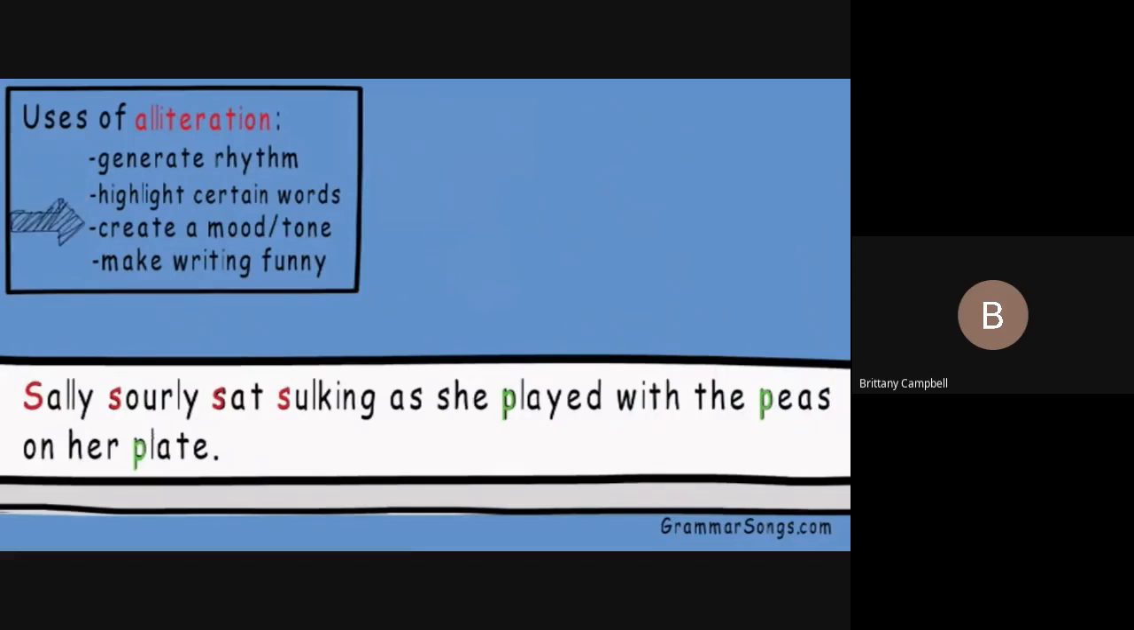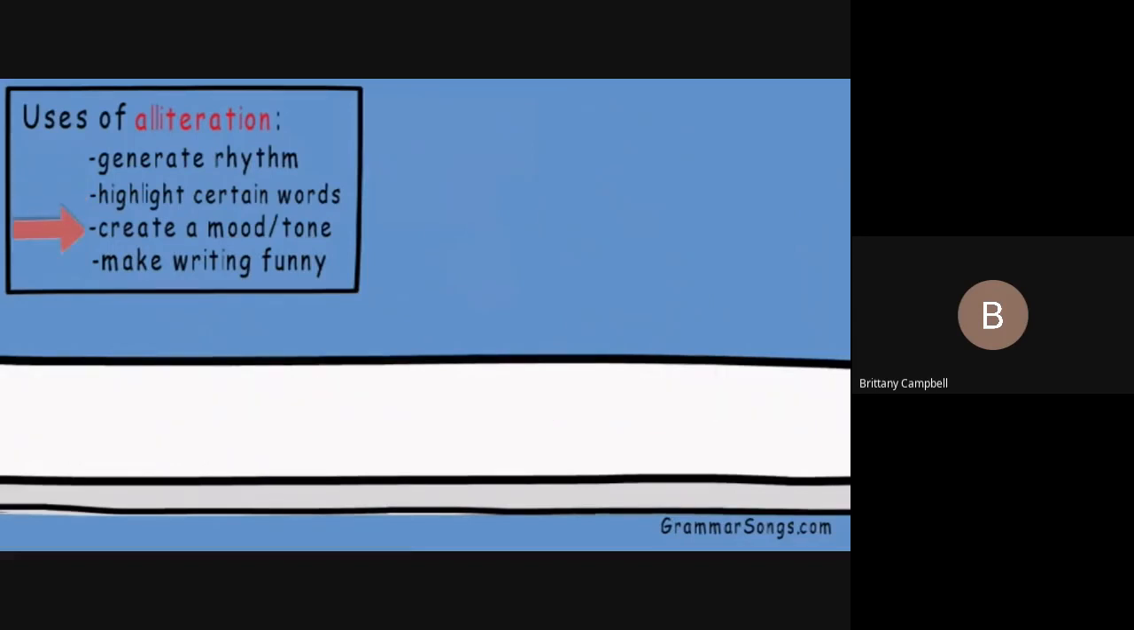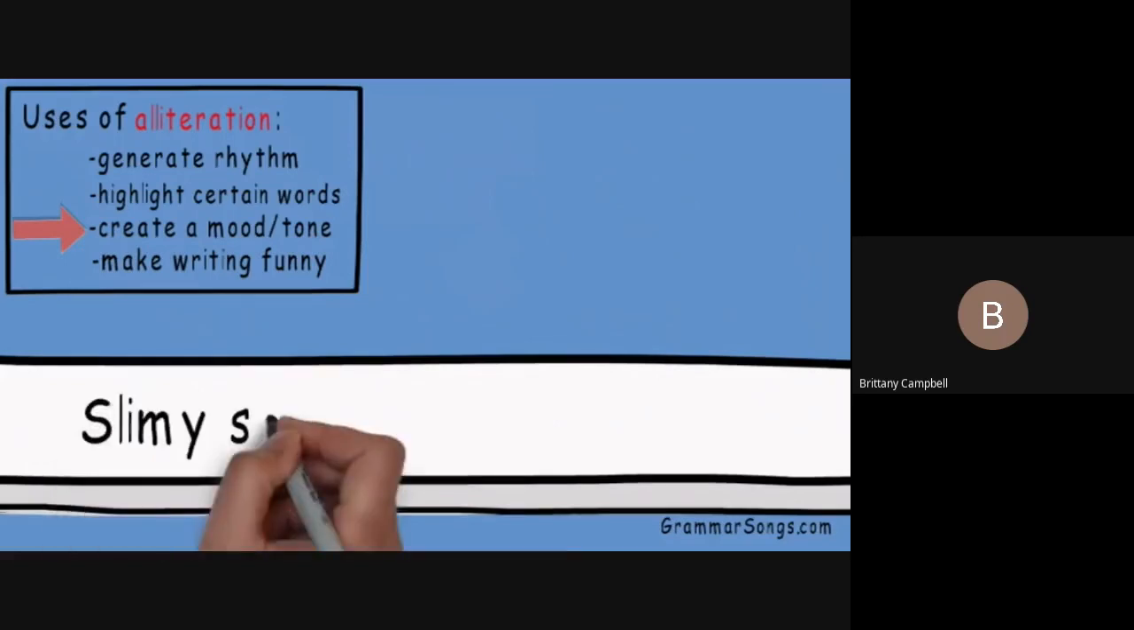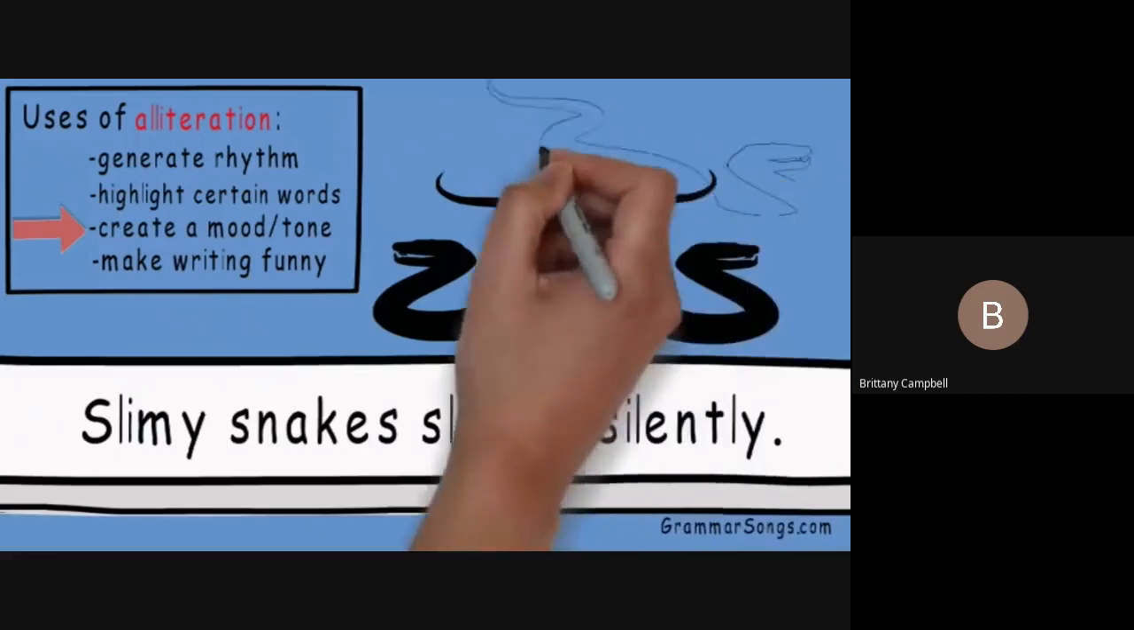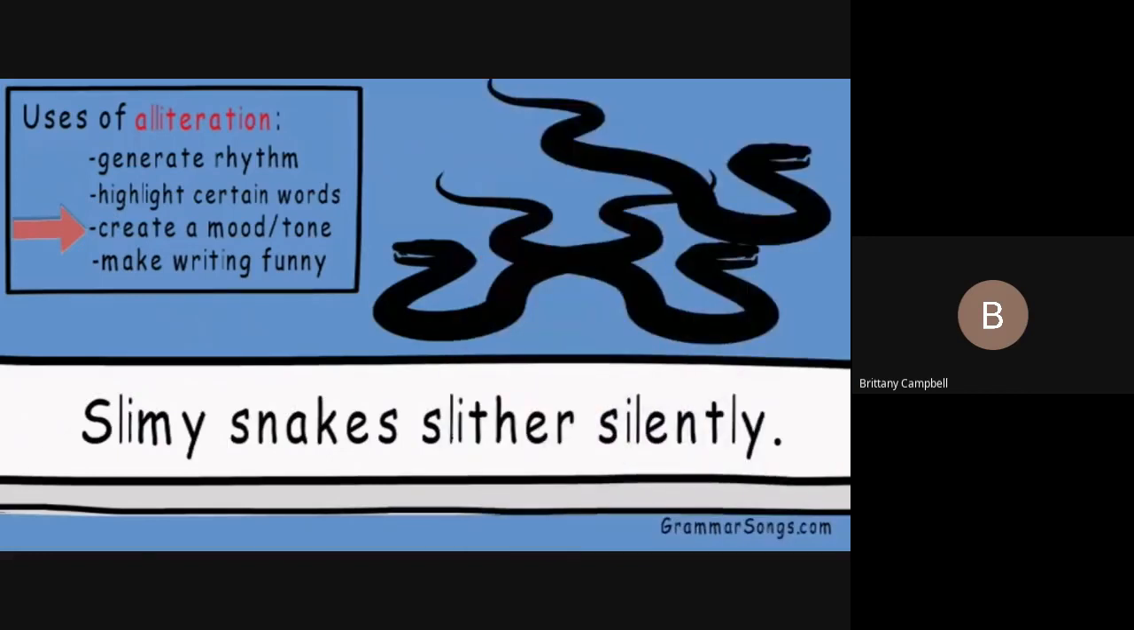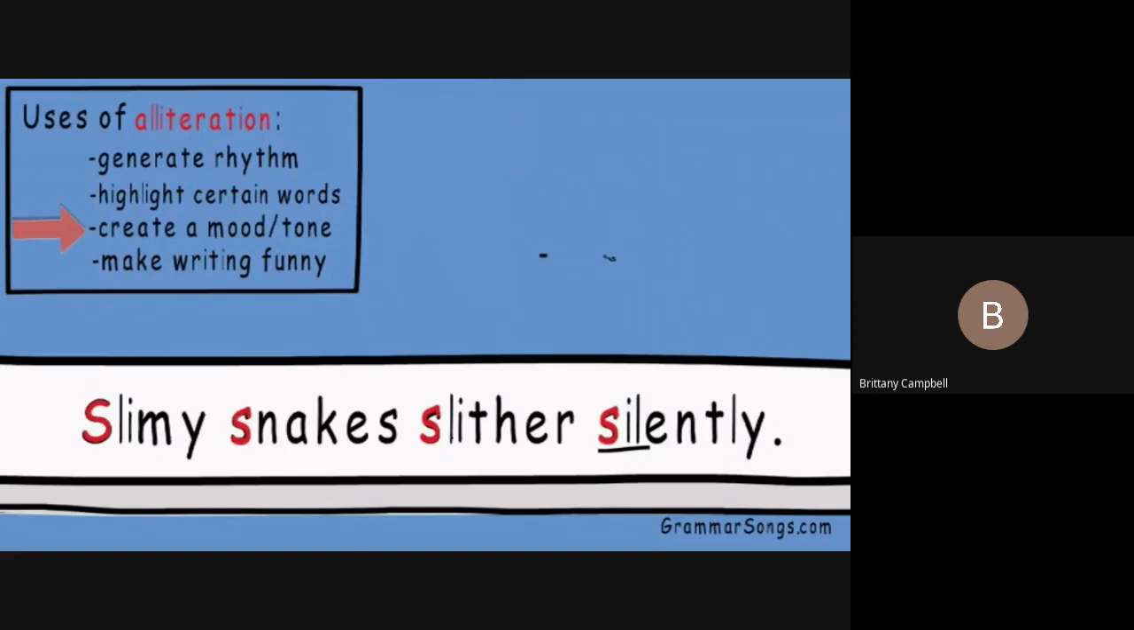Alliteration can also be used to help create a mood or tone. Slimy snakes slither silently. Whether you're a snake lover or not, you have to admit that the repeated S creates a creepy, dismal type feeling. The repeated SL blend, along with the L in silently, creates imagery and a sense of movement within the writing.